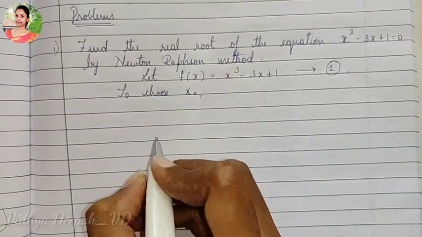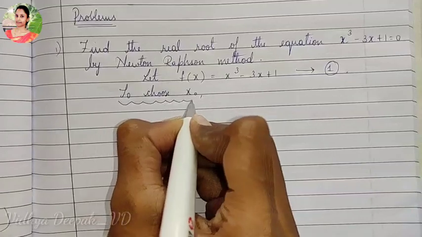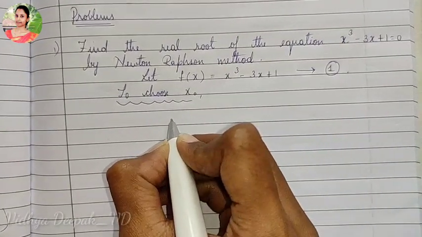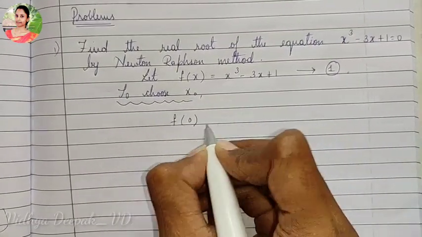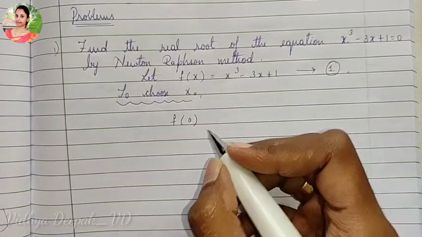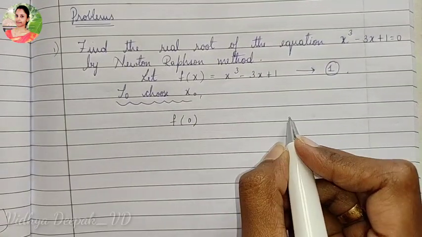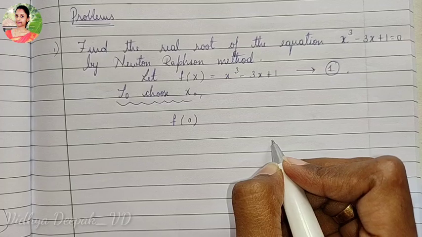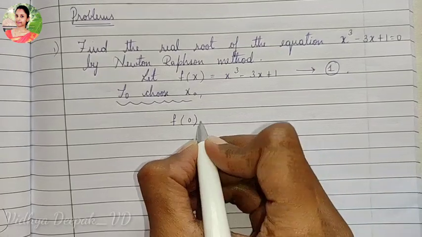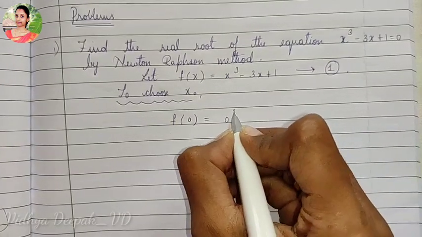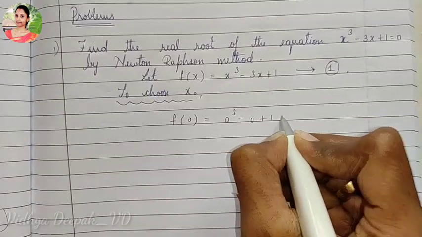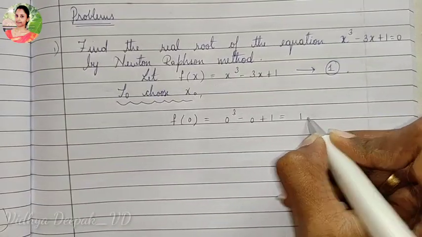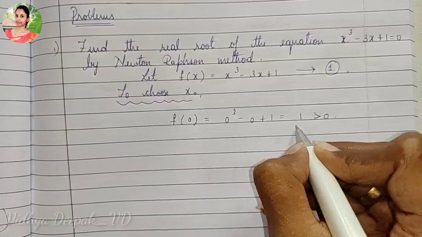x naught. We have to do trial and error method, that is we have to just put some values for x and try getting first a negative value, then a positive value, as we did before for bisection method. That is f of 0 is equal to 0 cube minus 0 plus 1. That means it is equal to 1, which is greater than 0.